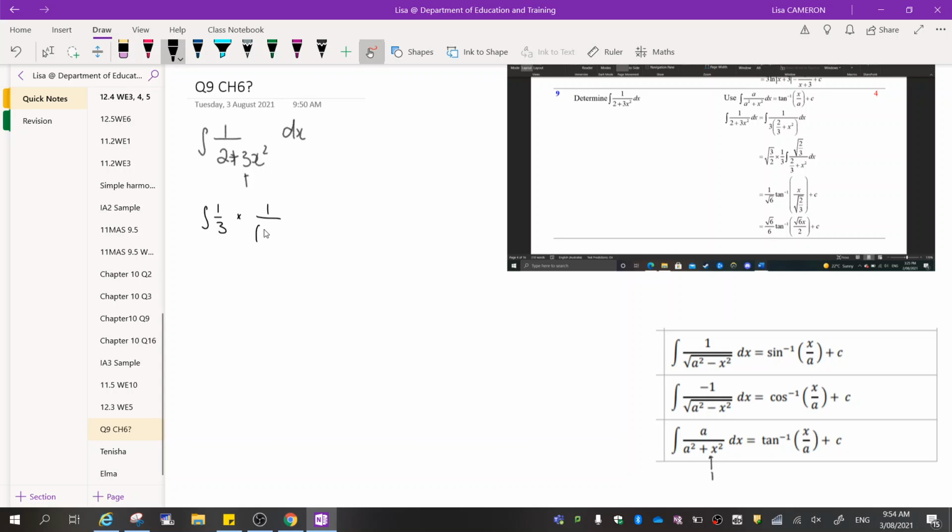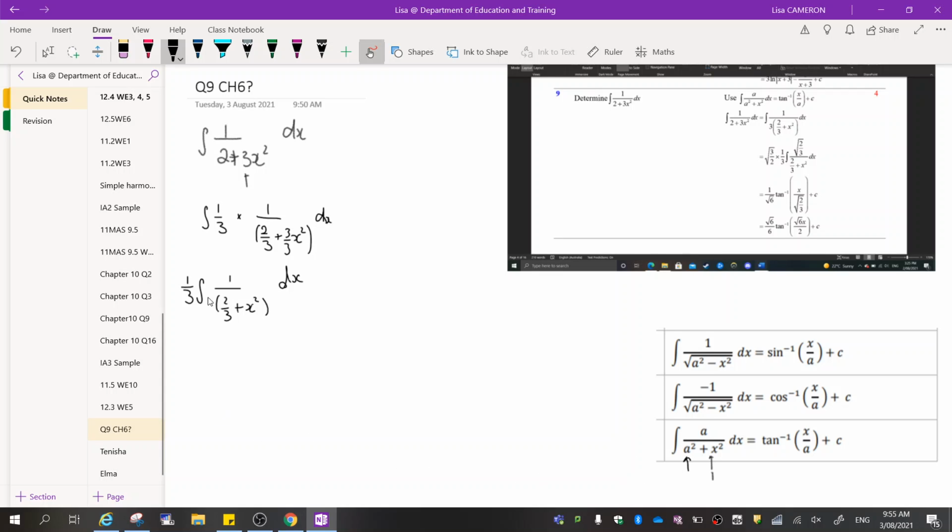1 over 2 over 3 plus 3 over 3 x squared. So I factorized a 3 out by dividing everything by 3, which means that now I'm left with, I'm going to take this third out the front for the moment, a third of 1 over 2 over 3 plus x squared dx. So now I've made it match that. Now I've got to determine what the value of a is.